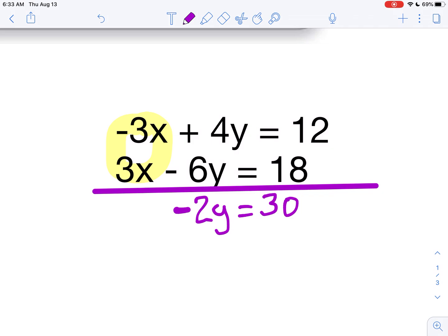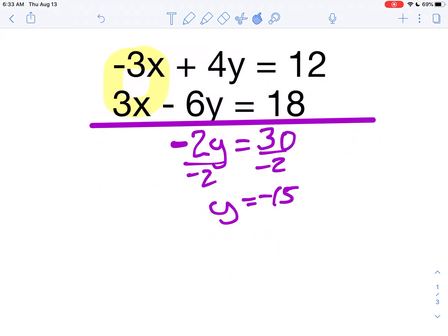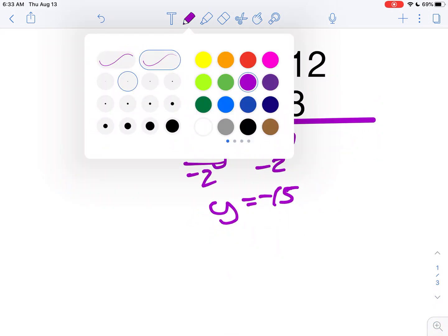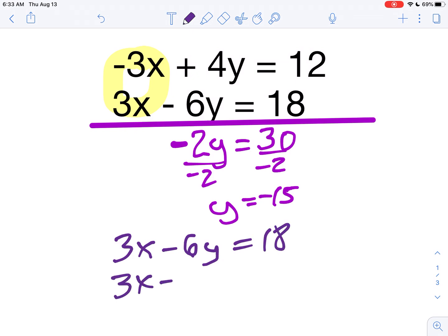Well, let's solve for y. We'll divide both sides by negative 2. Y equals negative 15. Now we're going to have to go back and we're going to have to solve for x. And once again, it does not matter which equation we use. We can use the first one, we can use the second one. I'm going to use the second one. So I'm going to say 3x minus 6y equals 18. But now I know y is negative 15.